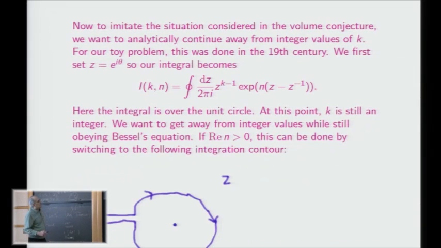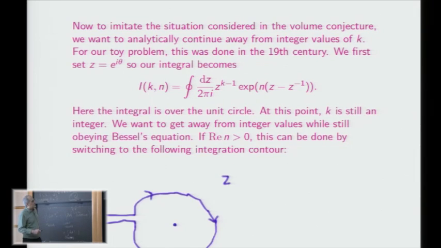Now, to imitate the situation considered in the volume conjecture, we want to analytically continue away from integer values of k. But when we do that, we want to preserve Bessel's equation, because Bessel's equation is the analog of the so-called Ward identities of quantum field theory, which we would want to preserve in the Chern-Simons case. For our toy problem, this was done in the 19th century.